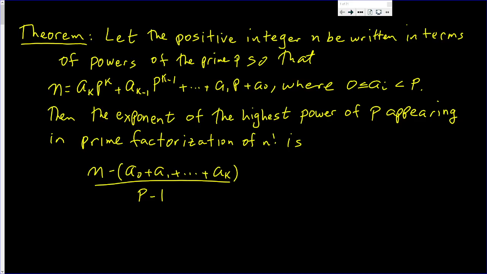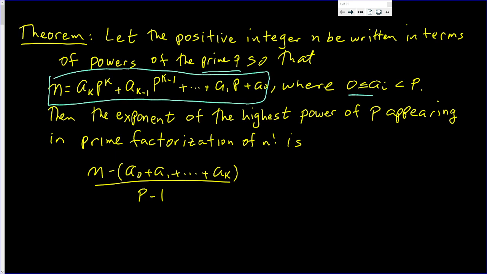In this video, we're going to prove the following theorem. Let the positive integer n be written in terms of the powers of the prime p so that n is equal to this, where the coefficients are strictly positive and less than p. Then the exponent of the highest power of p appearing in the prime factorization of n factorial is what it says there.